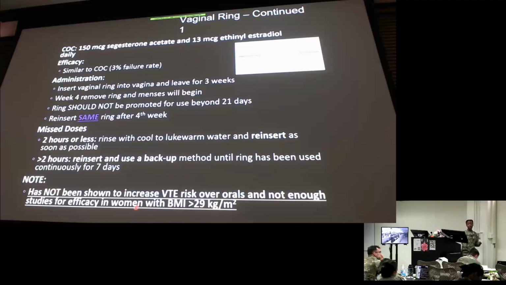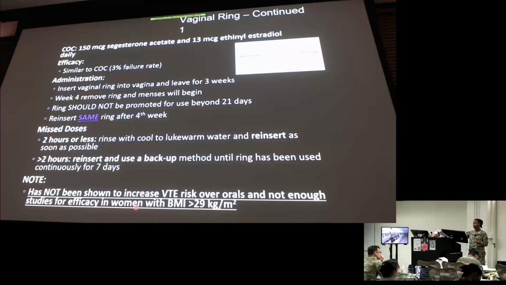This is that newer ring that I talked to you about. Similar to the combined oral contraceptive, again, a very, very low failure rate. Administration is the same thing: putting it in for 3 weeks, taking it out for the 1 week, that's whenever they're having their cycle. But they're using the same ring and not a new ring. So when we talked about the NuvaRing, they threw it away. They never reused the NuvaRing. When you're talking about the Annovera, they can use this one again.